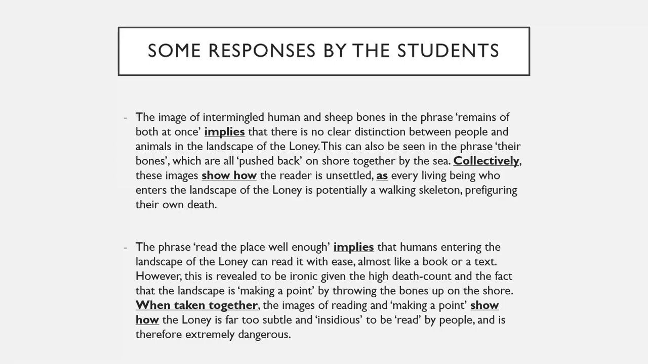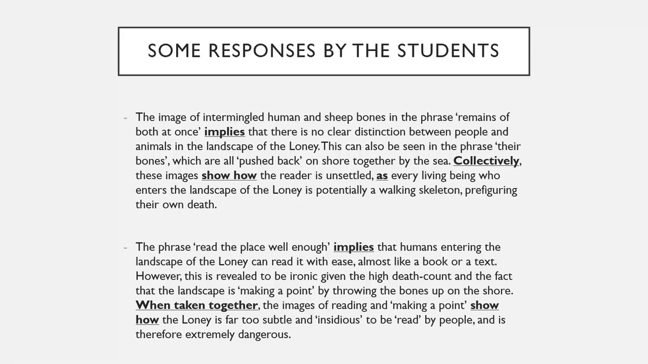So the first one, the image of intermingled human and sheep bones in the phrase remains of both at once implies that there is no clear distinction between people and animals in the landscape of the Lone. This can also be seen in the phrase their bones, which are all pushed back on shore together by the sea. Collectively, these images show how the reader is unsettled, as every living being who enters the landscape of the Lone is potentially a walking skeleton, prefiguring their own death.